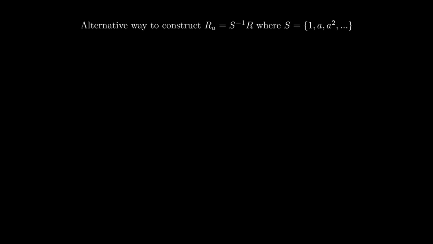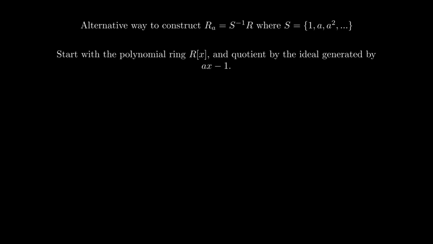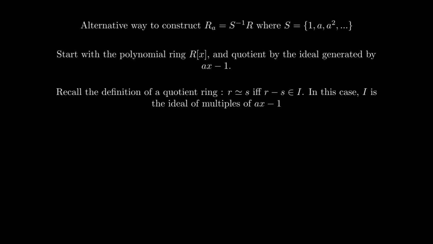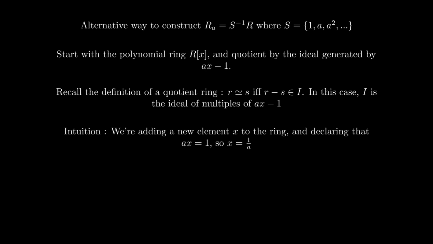Another way to construct the localization is to use a quotient of a polynomial ring. We add a new element called x to the ring and declare that a times x is equal to 1. Since open sets of the form D(a) form a base of the topology, the condition that O_X(D(a)) equals R localized at a uniquely specifies a sheaf.